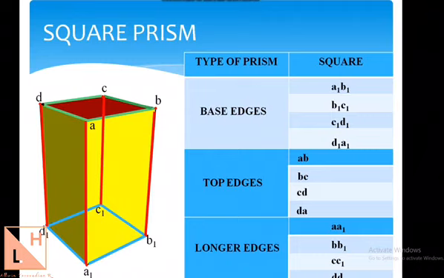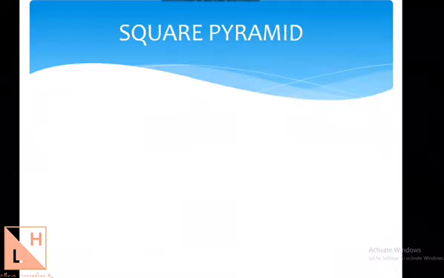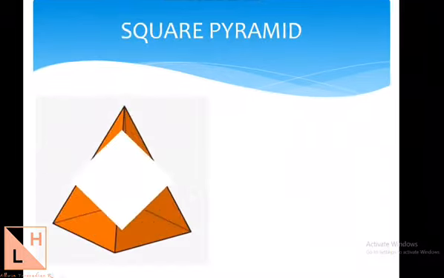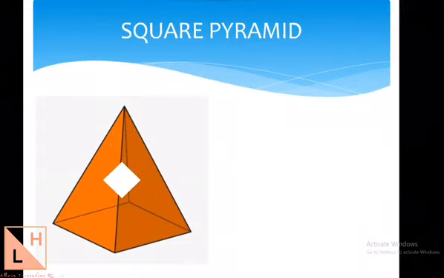So let us see another type of solid which we usually come across, that is called a pyramid. Now we'll find pyramids related to square shape, pentagon shape, and triangle shape as well, and even hexagon shape. Here we have a simple example of a square pyramid. Why is it called a square pyramid? Because the base is made up of a square shape.